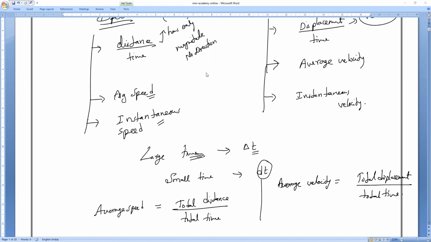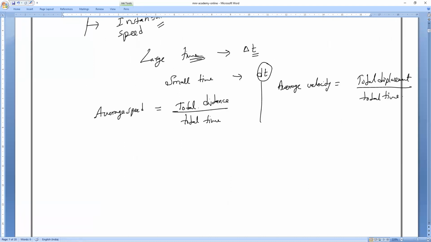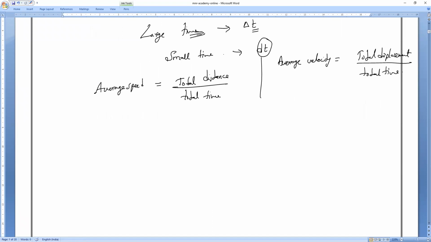Hope you all understood. Average speed means total distance divided by total time, and average velocity is total displacement divided by total time. Do you remember that we studied distance and displacement, which one is always greater? Distance is always greater than or equal to displacement. Yes or no, everybody?